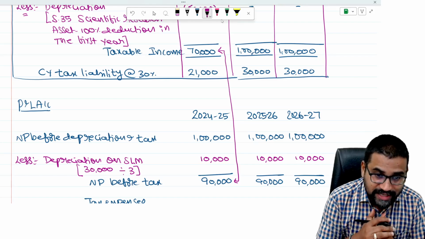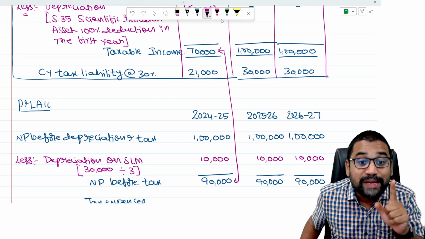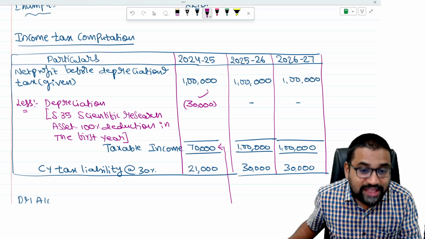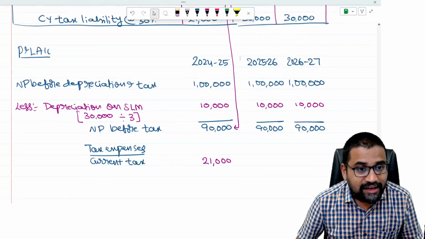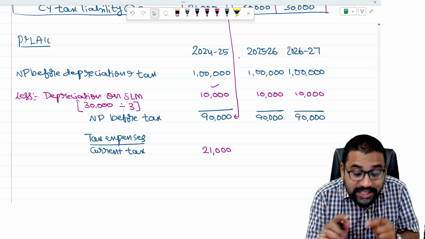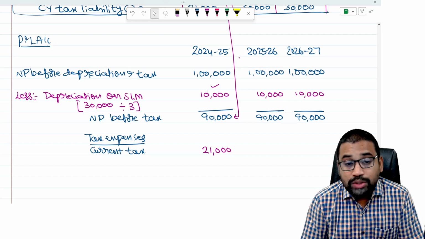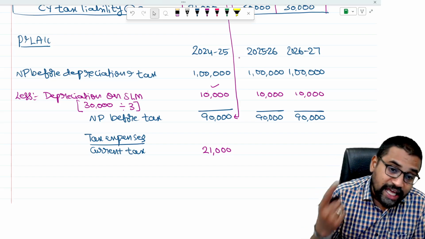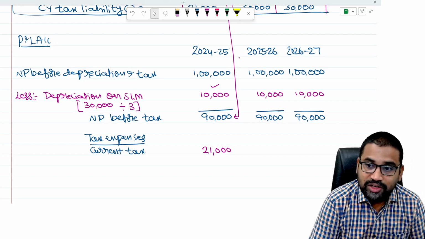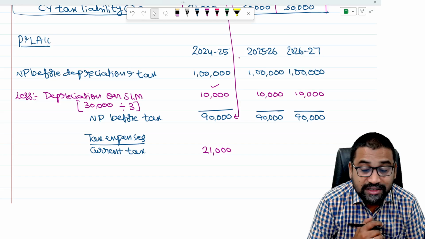We understood there is a difference. The difference is because of depreciation. Identify. See, because here 30,000 is allowed in the first year itself. But here only 10,000 is allowed. So the difference is 20,000. Sir, in the Income Tax Act, the entire 30,000 is allowed in the first year, but in accounts, only 10,000 is allowed. Now, this difference is which difference?